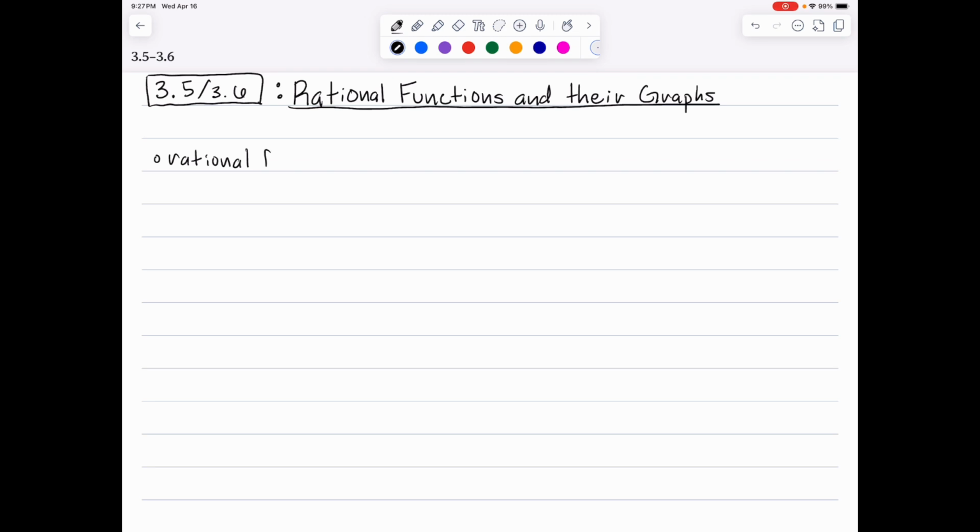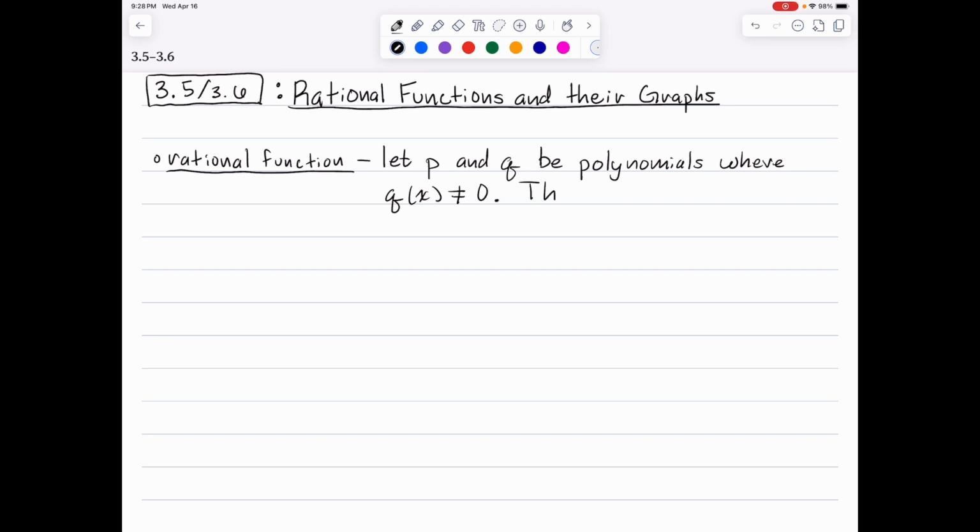So, rational function. Okay, so we're going to let P and Q be polynomials where Q of x doesn't equal 0, then f of x equals P of x over Q of x is a rational function.